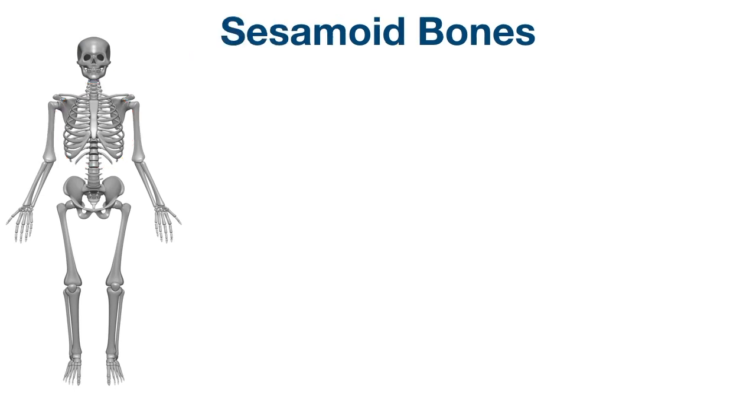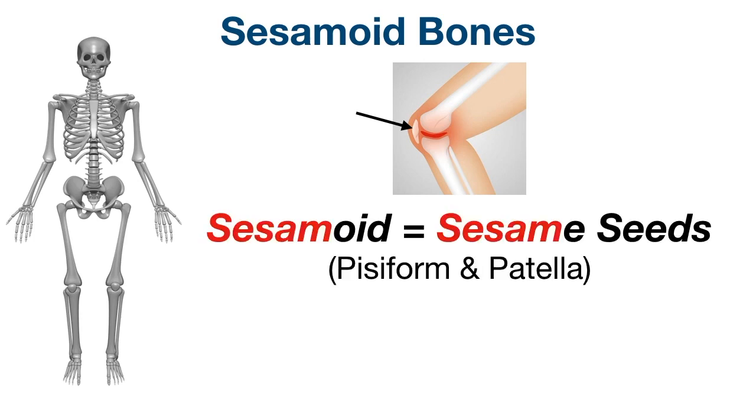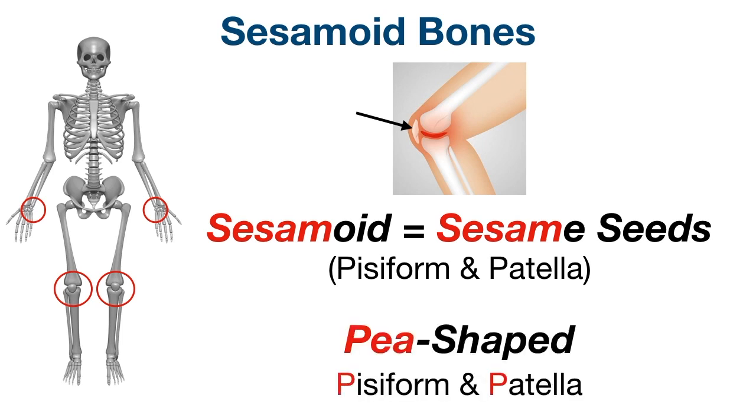Let's move on to the sesamoid bones. The sesamoid bones get their name for resembling a sesame seed. The trick for sesamoid bones is to use the first part of the word to remember sesame seeds. This will help you remember the seed-shaped pisiform and patella bones. The other cool trick is you can think of sesamoid bones as being P-shaped, and ironically the pisiform and patella both start with the letter P.